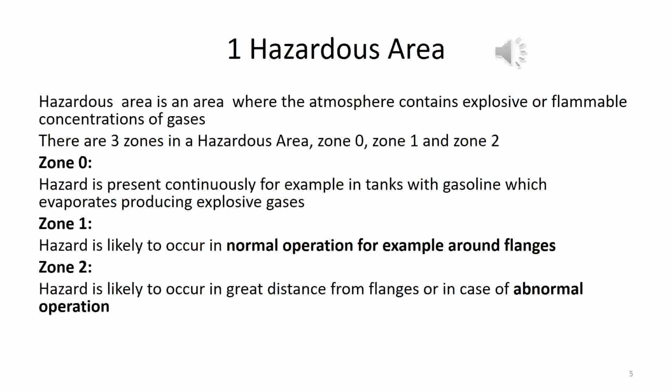Hazardous area is an area where the atmosphere contains explosive or flammable concentrations of gases. There are 3 zones in a hazardous area: zone 0, zone 1, and zone 2. Zone 0 is where hazard is present continuously, for example in tanks with gasoline which evaporates producing explosive gases. Zone 1 is where hazard is likely to occur in a normal operation, for example around flanges. Zone 2 is where hazard is likely to occur at great distance from flanges or in case of abnormal operation.